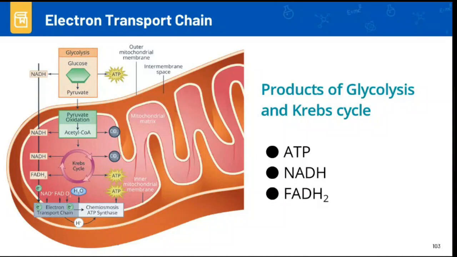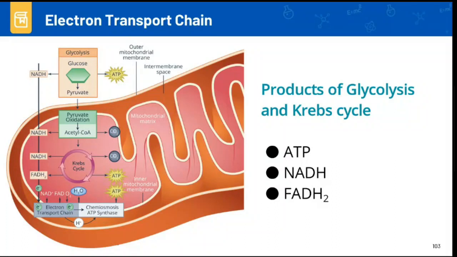So, these electron carriers transport the electrons to the inner membrane of your mitochondria where they are used in the electron transport chain or your chemiosmosis. There are four proteins embedded in the inner membrane of your mitochondria that form this transport complex. This protein complex receives the electrons from your NADH and your FADH.